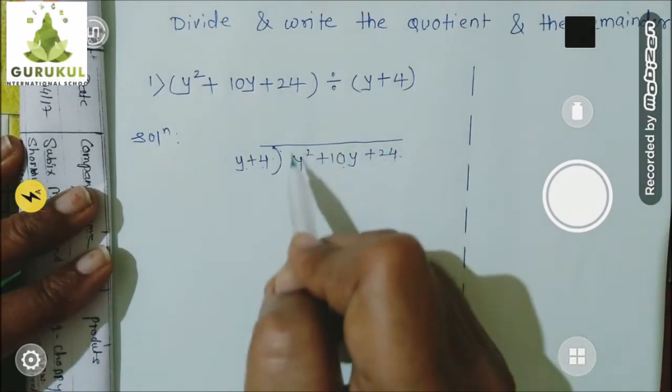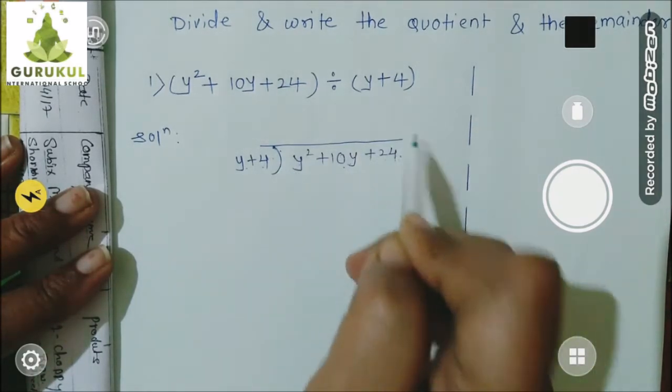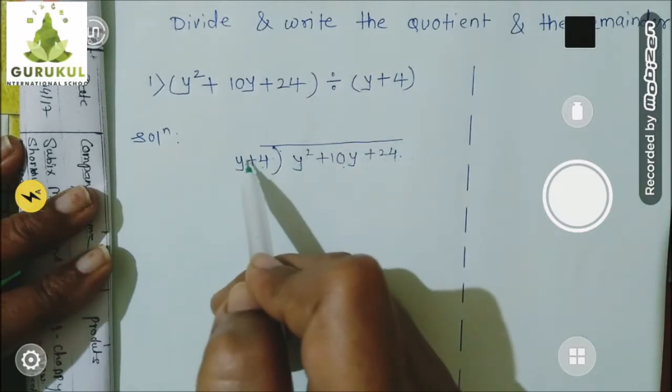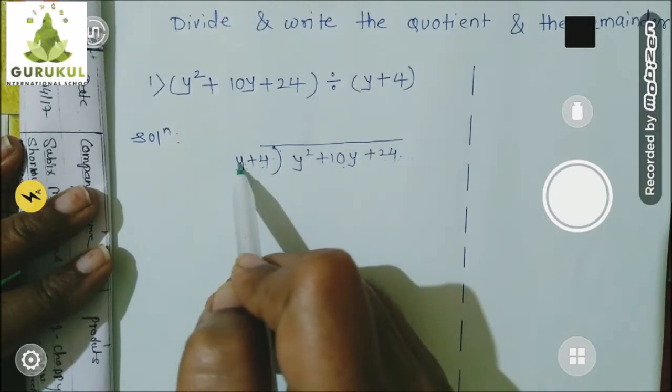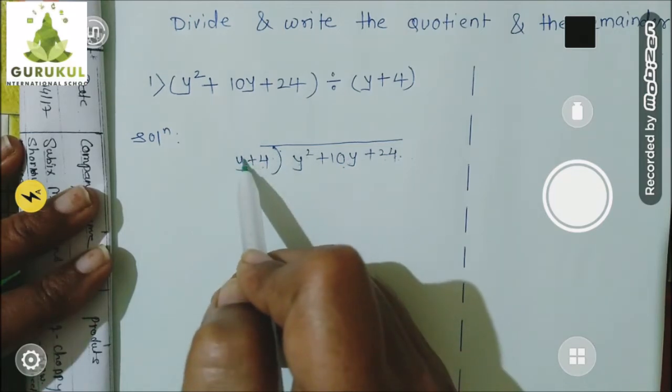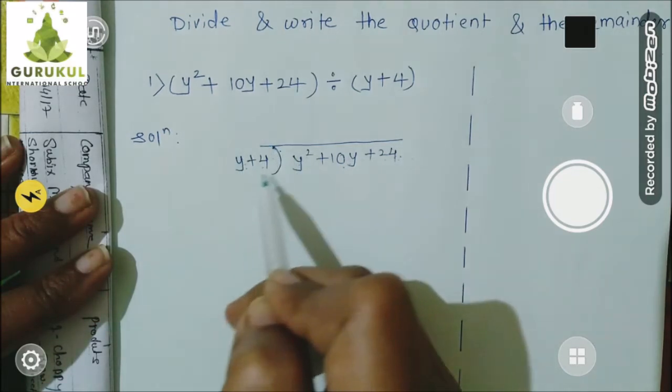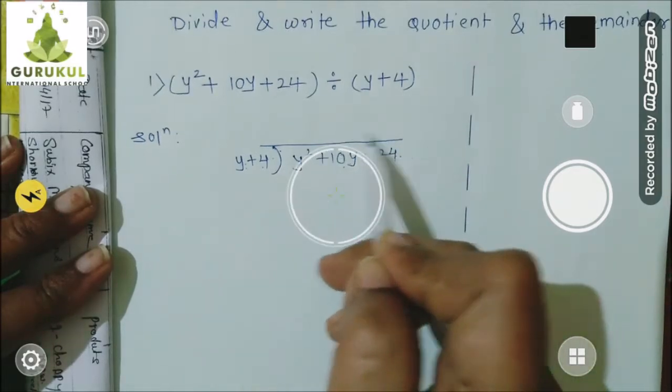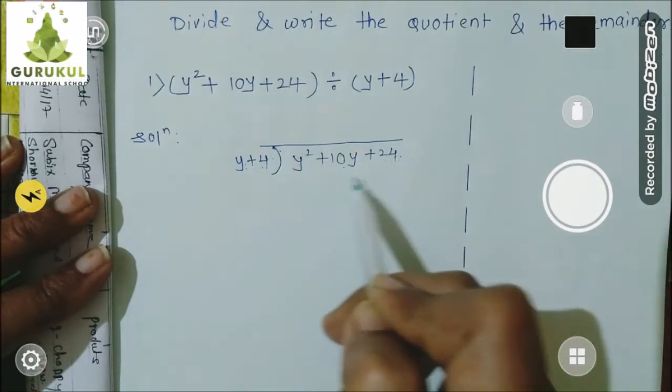It means the degree of this polynomial is 2. And here, if you compare the indices, y raised to 1, and here y raised to 0, means 1 and 0, the highest index is 1. It means the degree of this polynomial is 1 and the degree of this polynomial is 2.